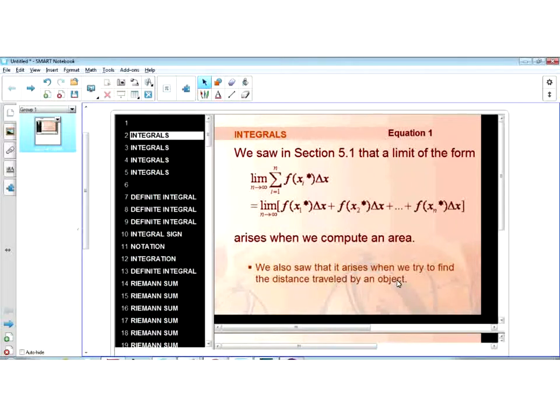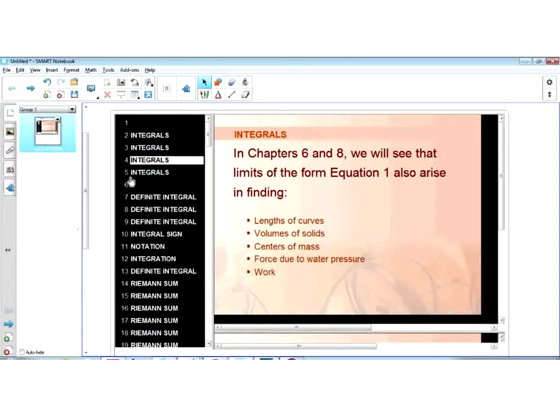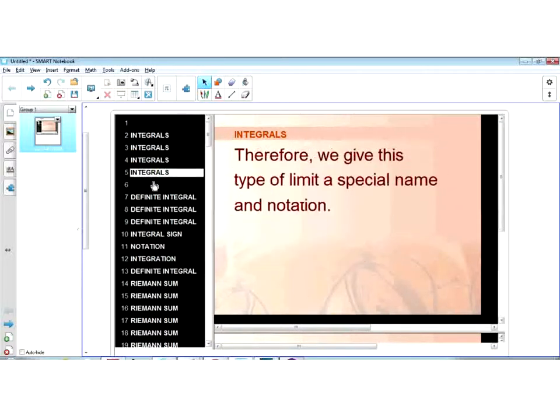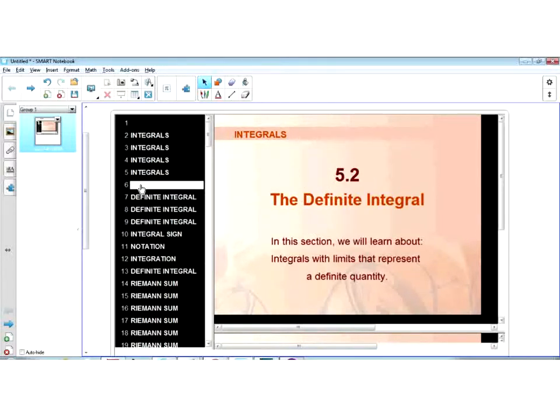We also saw that it arises when we're trying to find the distance traveled by an object. So areas and distances are computed using the same techniques, the infinite sum of rectangles. This limit occurs in a wide variety of applications when f is not necessarily a positive function. So we give this limit a name, and we call it the definite integral.